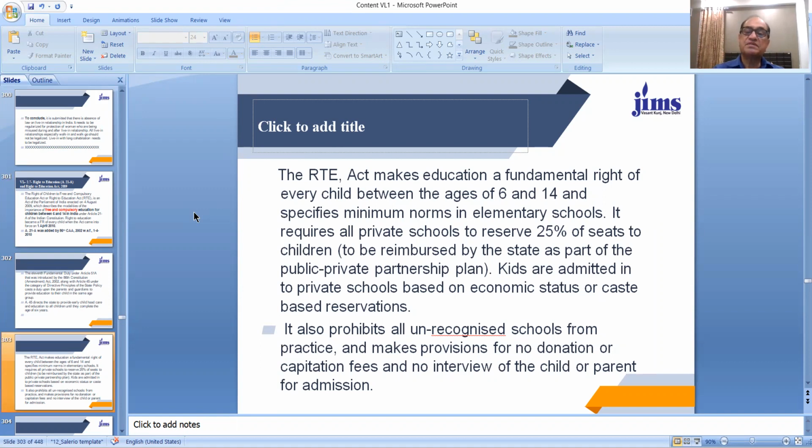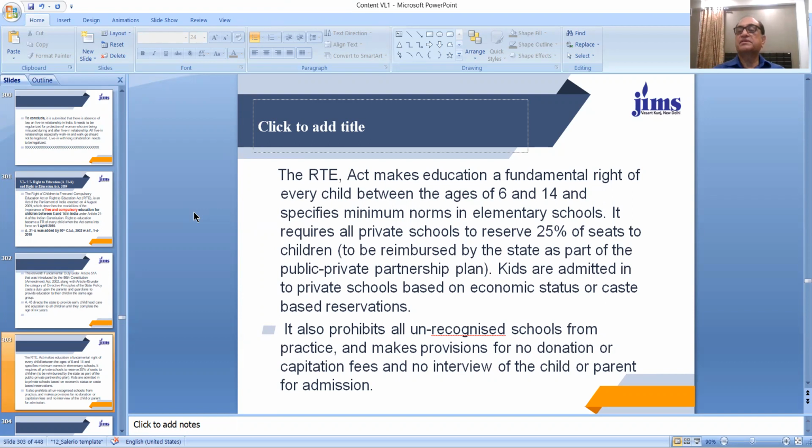This Act also prohibits all unrecognized schools from practicing and making provision for donation or capitation fees, and no interview of the child or parent for admission in a school. See the beauty of the Act. It prohibits all unrecognized schools from practicing and making provisions for donation. You cannot accept donation for admission in any school. Another form of donation, capitation fee, is not to be charged.